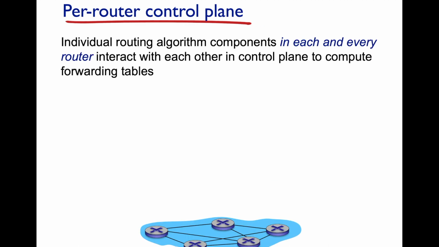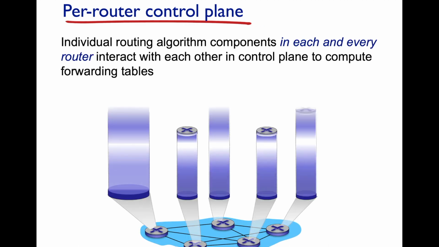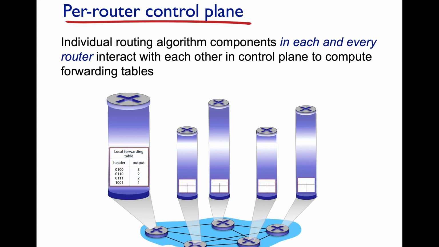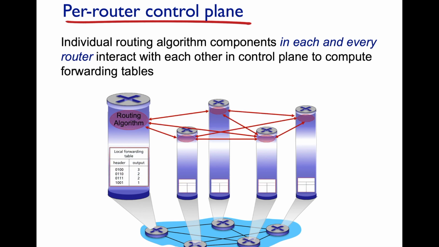Okay, so per router control plane. Well, we had our routers, and each router has a local forwarding table. We also have running in each router, and there's nothing special about a router.